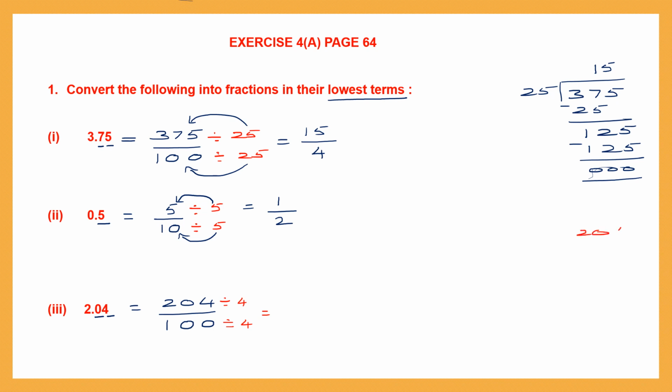So 204 divided by 4. 4 fives are 20, minus, we bring down 4, 4 ones are 4. So we have 51. That means 204 divided by 4 gives us 51. Now in the denominator, 4 into what is 100? 4 into 25 is 100. So we have our fraction 51 by 25 and we have reduced it to the lowest term.